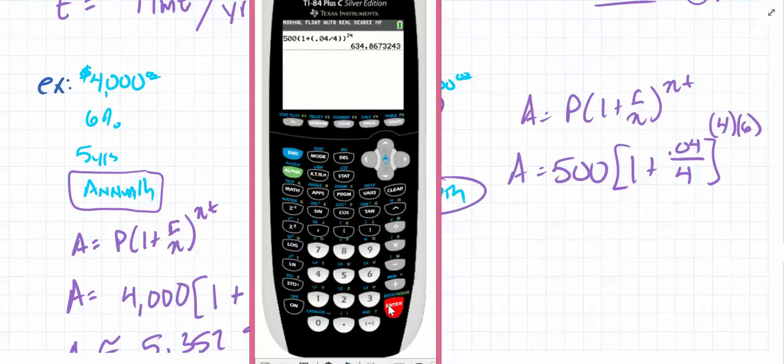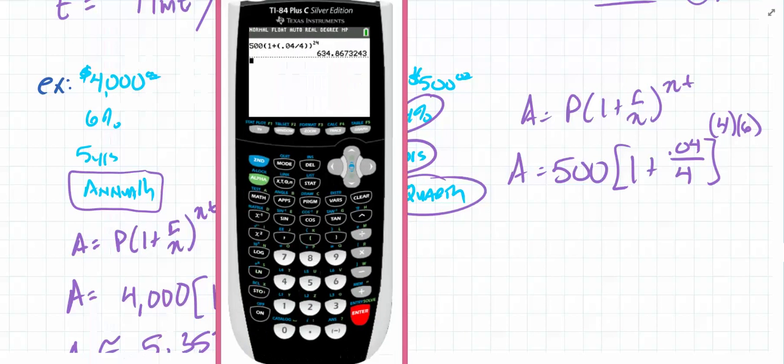Or 87, sorry. So how much did I make just for letting my money sit in the bank? No, I didn't make $634. I made $134. So if we're doing nothing for 6 years, my money grew to that. That's how we find compound interest.